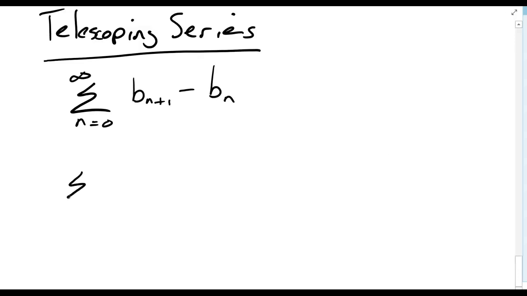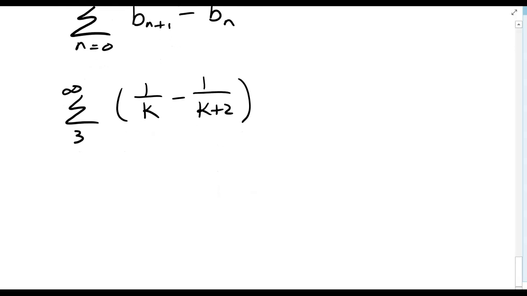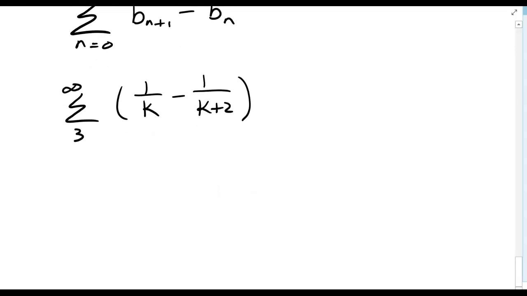So let's do, we're actually going to go from 3 to infinity of 1 over k minus 1 over k plus 2. Okay, let's see what this actually looks like. In other words, let's just start putting some numbers in, and then we'll get a better idea. All right, so for the first set, we're going to plug in 3.